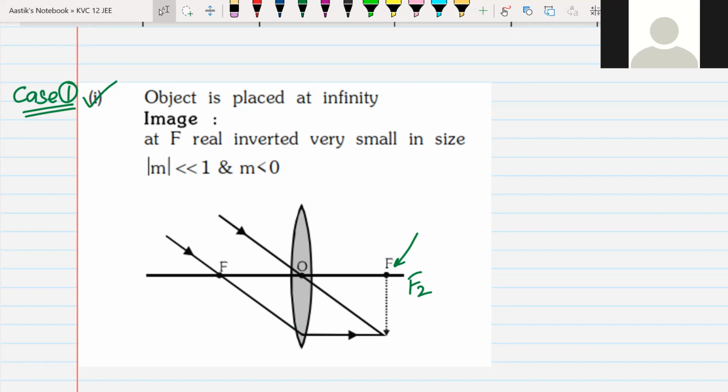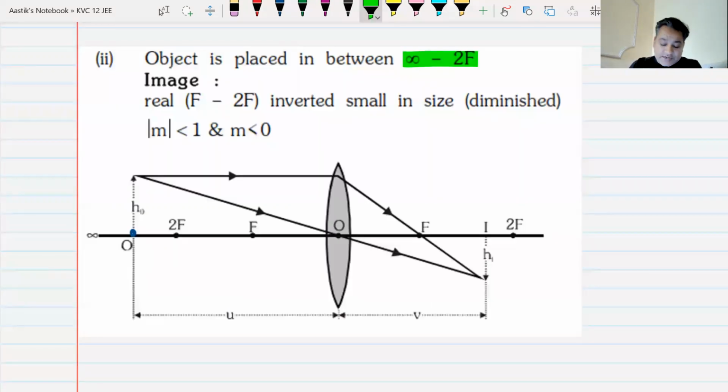Done, sir. Okay, well done, sir. Let us move on to the next case. And the next case is the case when the object is placed between infinity and 2f. Or I can say it is placed beyond 2f. So from infinity, we are coming towards 2f, and the object is placed between infinity and 2f.